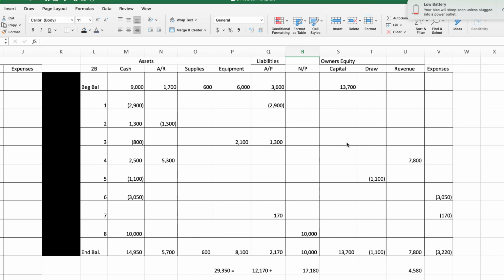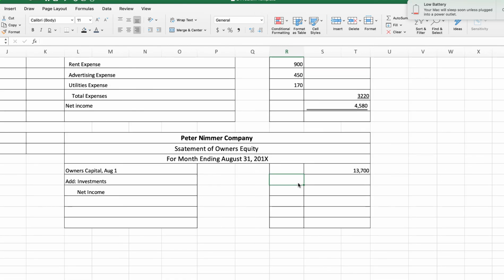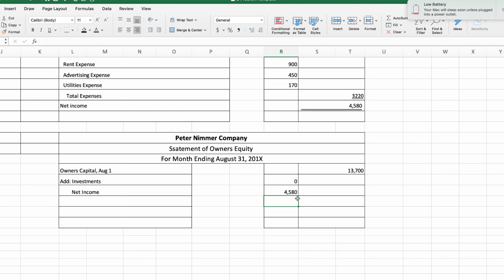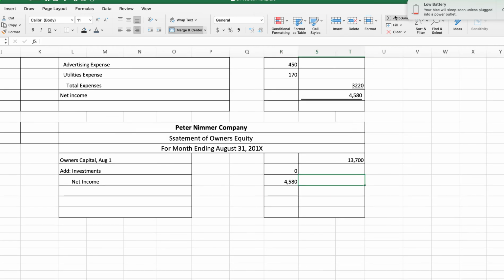So, we know we have 0 investments, and we're okay with that. So I'm going to go down here, and I'm going to go ahead and say 0 to investments. We do have net income. The net income flows from the income statement, $4,580. So what then is the total additions to our net income? Well, we're going to sum up our investments in net income.